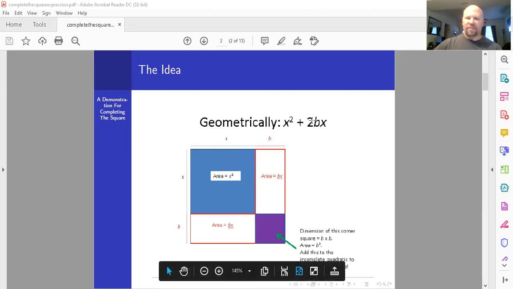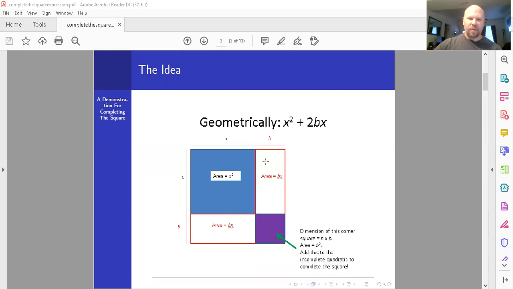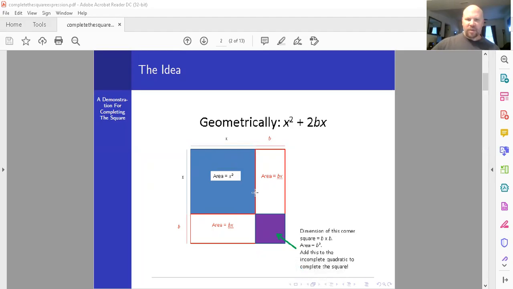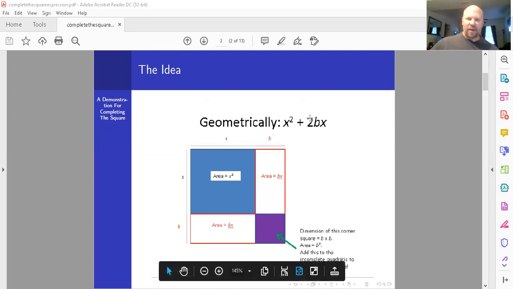rectangles. So if I cut the coefficient of x in half, I get the dimension that's missing from each one of these red rectangles. Remember, they line up on the blue one, so one of the dimensions has to match the square, so one of them has to be x. So on this red rectangle, you have a dimension of x, you have a dimension of half the coefficient of x in the incomplete quadratic, and this gives us an area of bx when I multiply those two things together. Now I have two of these, they're identical, so I have 2bx.